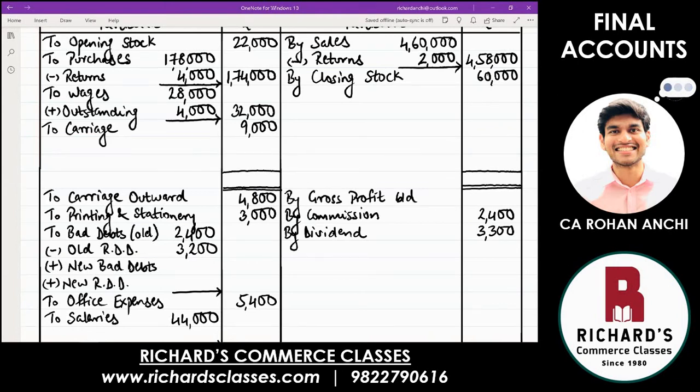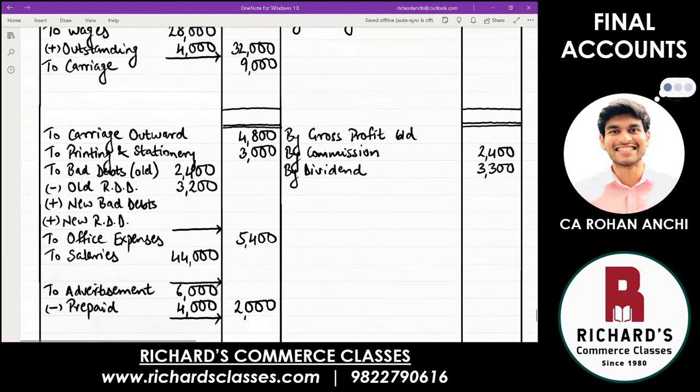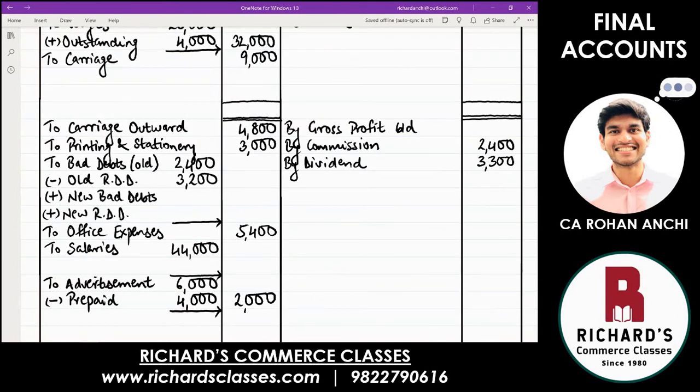And exactly same thing for salaries also. Outstanding means it was paid less. Now make the adjustment. You will have to add over there, plus outstanding. And if you read point number 2, for salary, 2,400 is outstanding. Add 2,400 to salaries. How much in the outer column? 46,400.